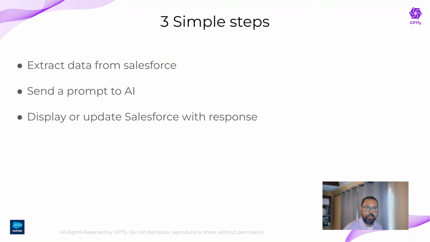So, with that out of the way, let's just talk about what it is. At a fundamental level, it's really three simple steps, right? You're extracting some data out of Salesforce, maybe masking it, applying some security on it. You're sending a prompt to AI along with that data. You get a better response, and you display or update data in Salesforce with that response. Pretty simple, right? Let's talk a little bit more in depth into what this life cycle really entails.